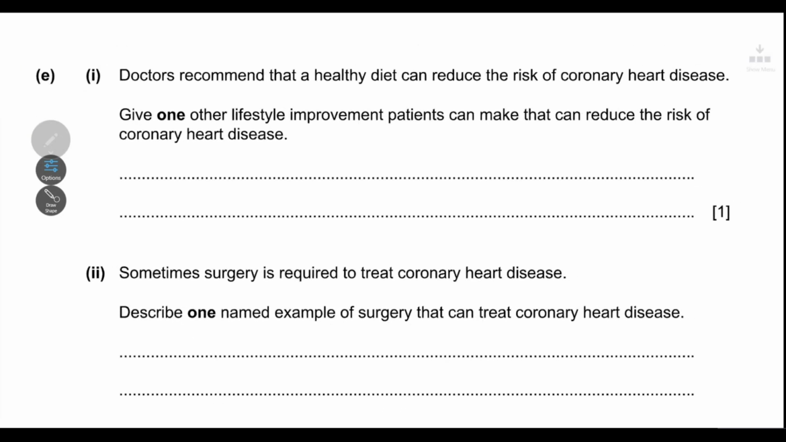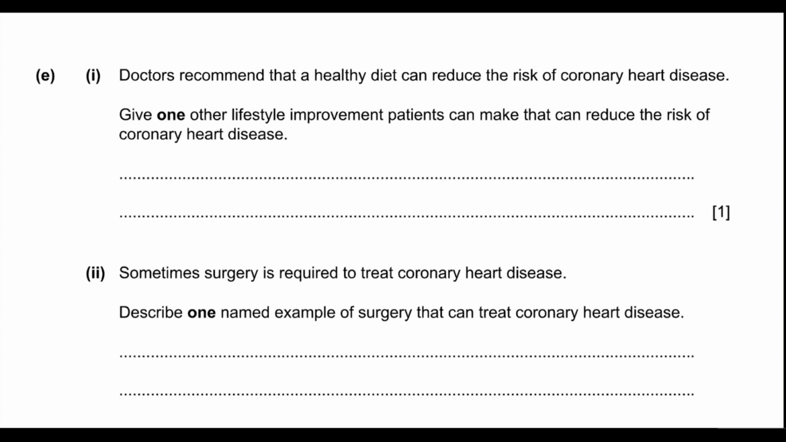Yes, doctors recommend that a healthy diet can reduce the risk of CHD, or coronary heart disease. Give one other lifestyle improvement patients can make that can reduce the risk of coronary heart disease? Yes.